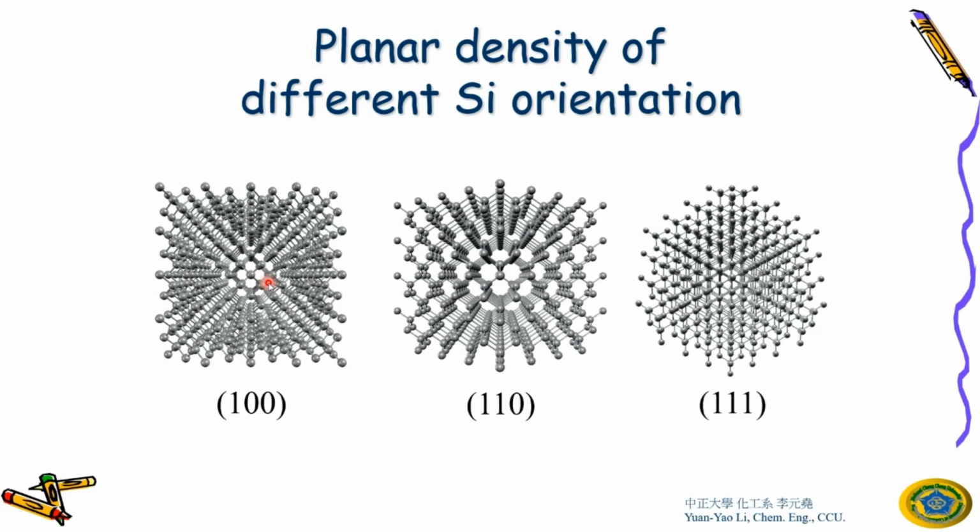And this might be the answer, just for the information. So you have different planar densities with (1,0,0), (1,1,1), (1,1,0), and (1,1,1). Okay.